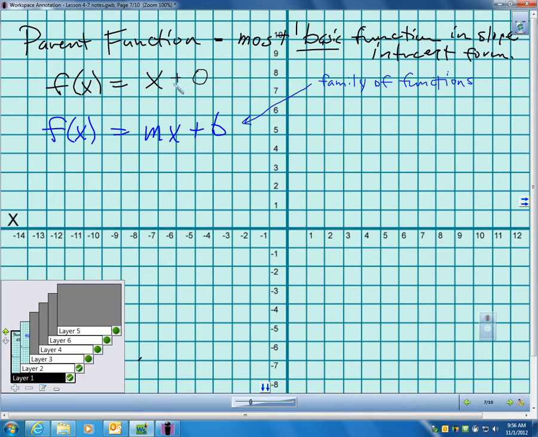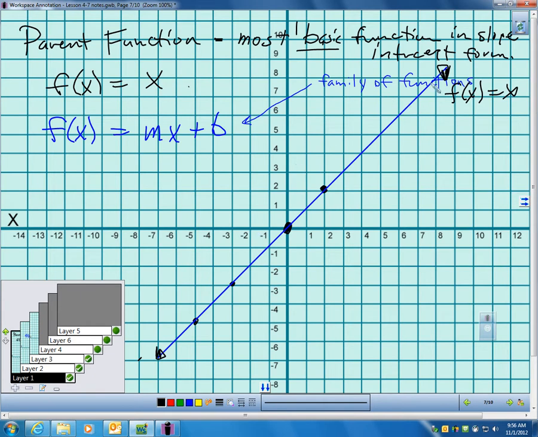F of x equals x would be the most basic function in that family. That's called the parent function. So I kind of think of that as f of x equals 1x plus 0. So if I go and I graph that, if I graph the parent function, it looks like this.